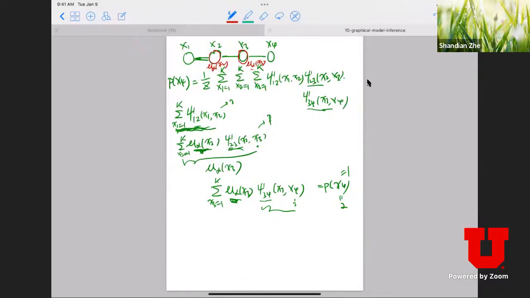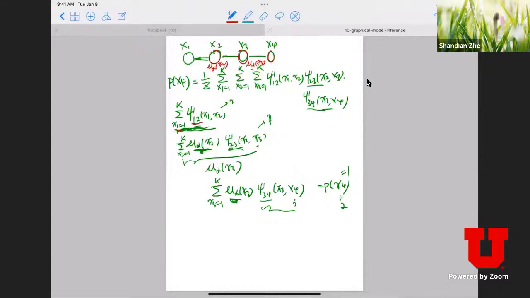You change what? You change x1. X1 is marginalized out at the very first step. So here we want to compute the marginal distribution of x4, so you're going to sum over x1, x2, x3, right? X1 is supposed to take like k values. During your marginalization, you have already gone through all possible values of x1, right?